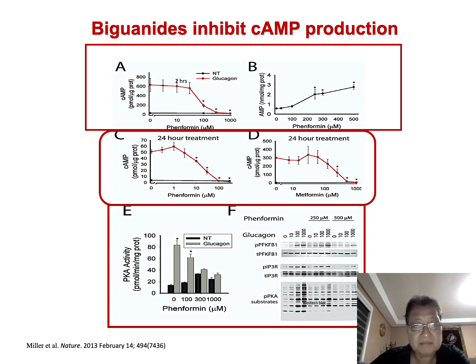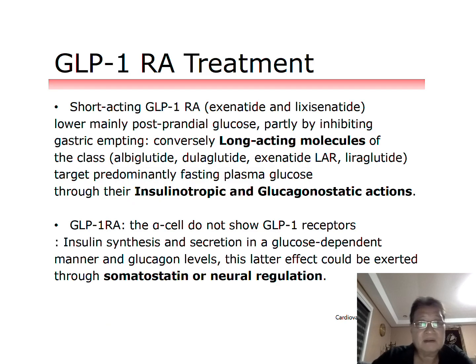And in the last panel, the reduction of PKA is also seen, as well as the reduction of gluconeogenic enzymes. So, in other words, metformin inhibits the glucagon signaling pathway. Okay. Now, let's go to GLP-1 receptor agonists.